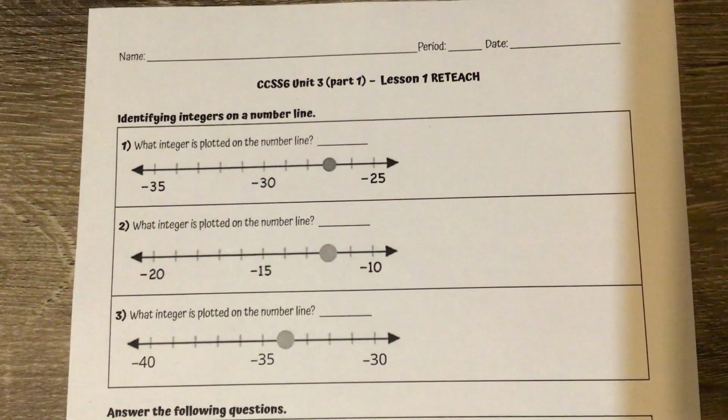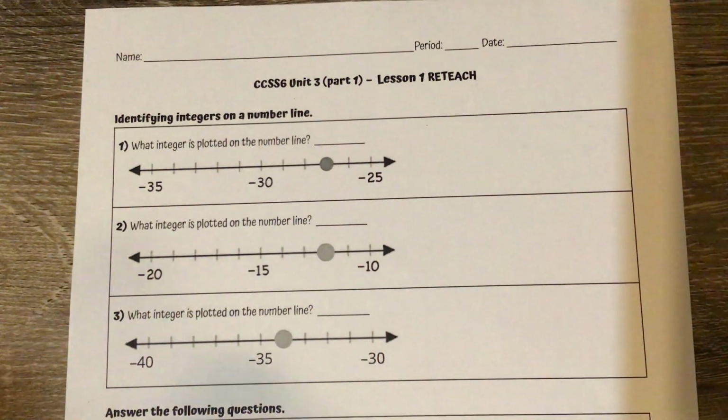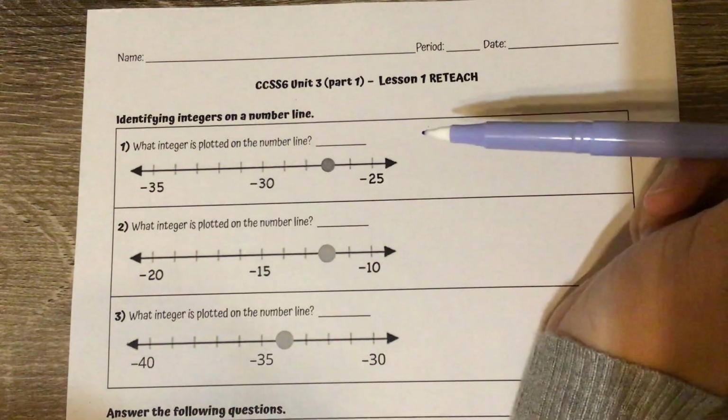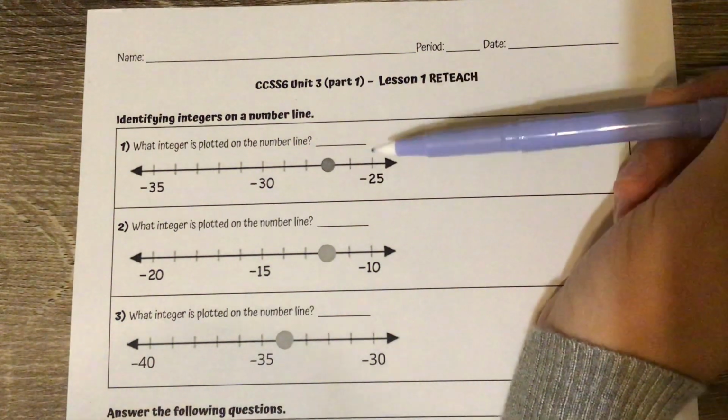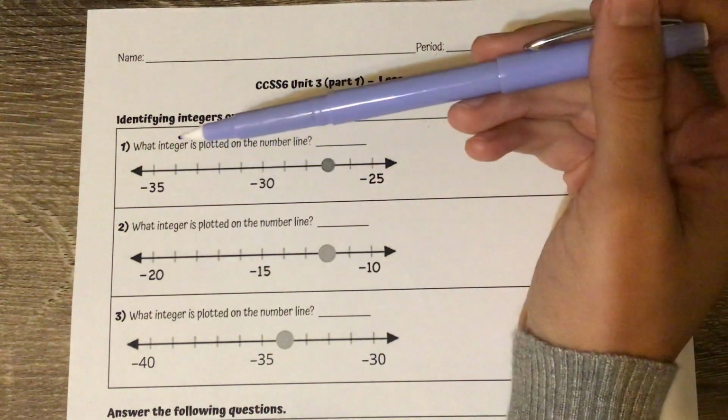For today's lesson, we are going to be reteaching lesson 1, which was focused on integers. The first part we're going to be looking at is being able to identify integers on a number line. We're just focusing on the negative values because those tend to be more difficult, and some things that you have to remember. So when you're going to the left on a number line, your numbers are getting smaller.